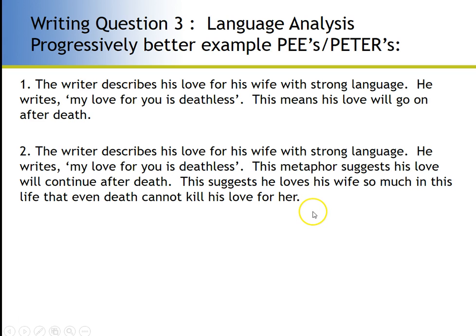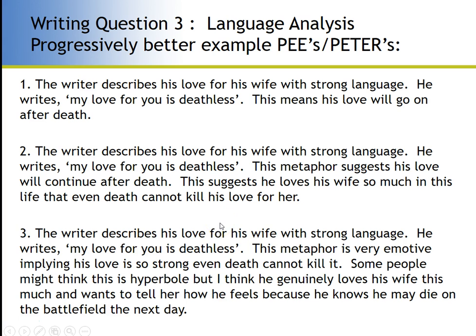And then in the last and more fully formed version of that paragraph, we can see that we have the point. First of all, the writer describes his love for his wife with strong language. Then there's the quote, the use of technical terminology, the metaphor, emotive, implying his love, hyperbole there, another bit of subject terminology. And then what's really, really important is that the student here has unpacked, talked a little bit about his personal response to that piece of text, that particular language technique.